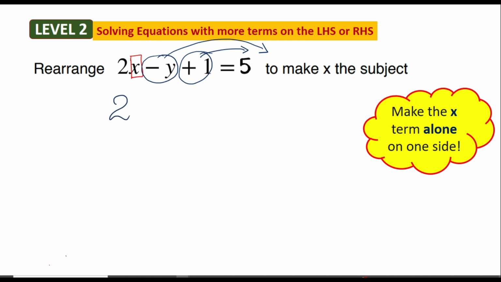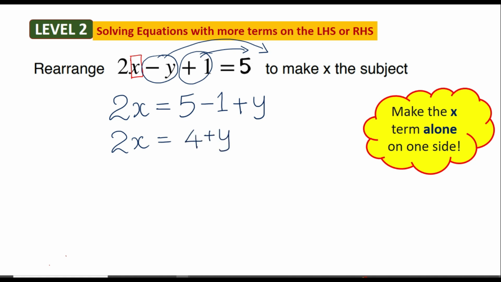So let me write that here. 2x is equal to, I have 5 there, and plus 1 being shifted becomes minus 1, and minus y to the other side becomes plus y. So now I have 2x is equal to 5 minus 1 is 4 plus y. So here I have 2 multiplied with x. To get rid of the 2 here, this multiplication of 2 on the other side is a division by 2. So this is how the 2 gets shifted. Multiplication changes to division. This is your final answer.